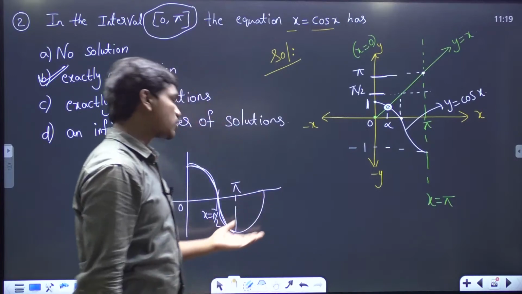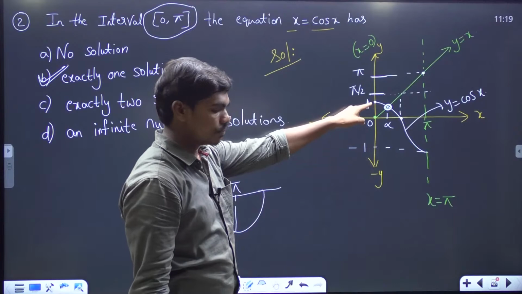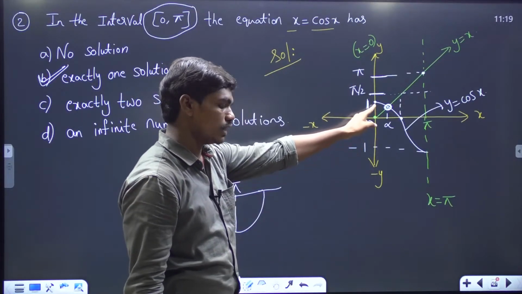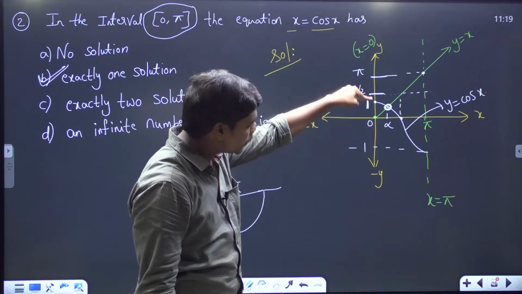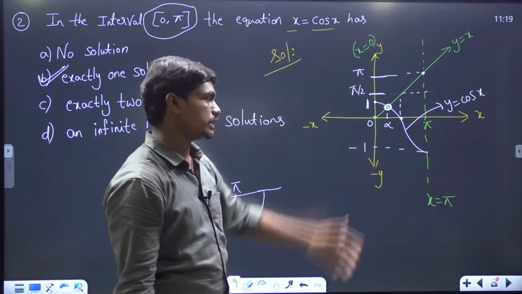Clear? This is just the cos x graph. I have reproduced this graph. But why have I taken this as the point? Because the pi by 2 value is 1.57 and the maximum value of cos is only 1. So we need to put this point below this pi by 2. We have one more question with sin x, we'll see that there.